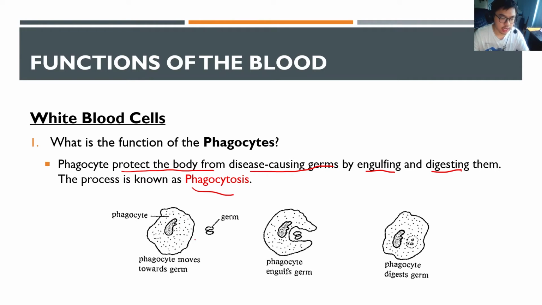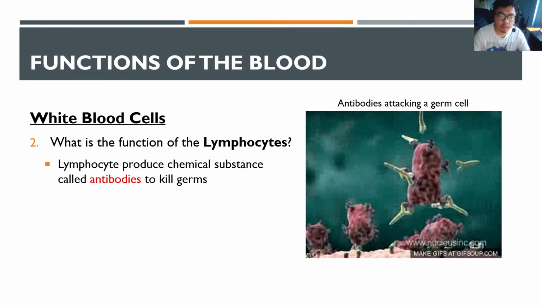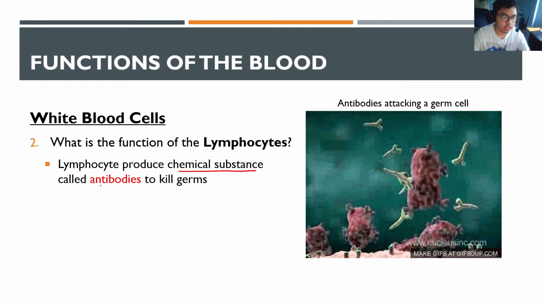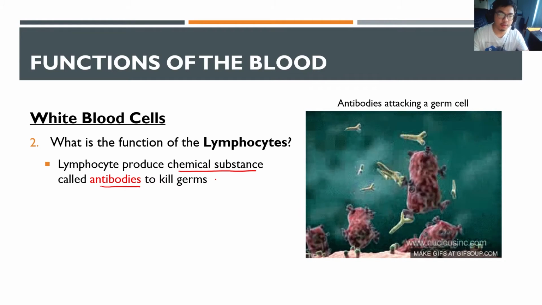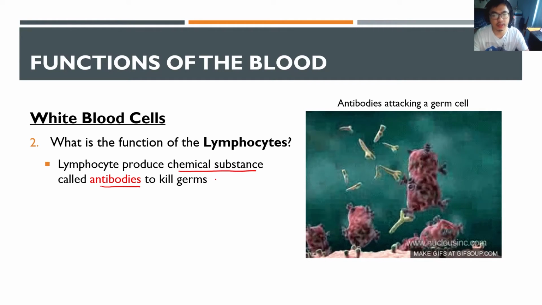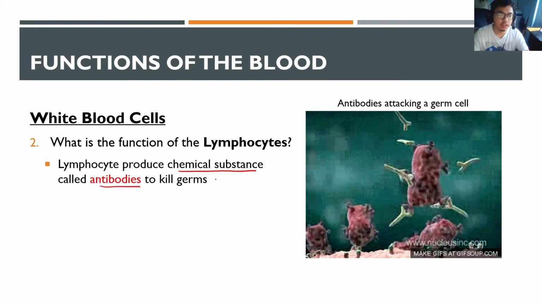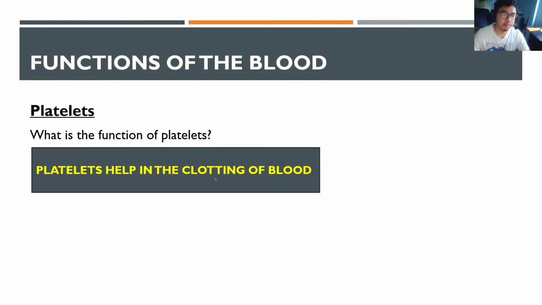So you can see in this diagram, when the phagocyte meets a germ, the phagocyte will engulf, will surround itself around the germ, and then it will digest the germ, and then the germ will die. What about the lymphocytes? The lymphocytes produce chemical substances called antibodies to kill germs. So the phagocyte and the lymphocyte both work together to kill germs so that your body will be healthy, you don't get sick.